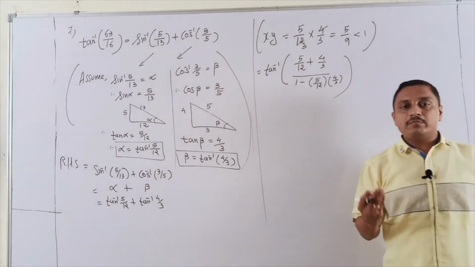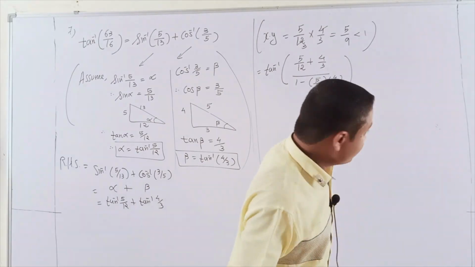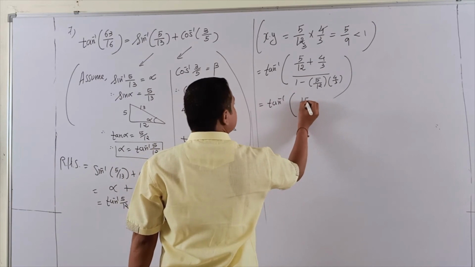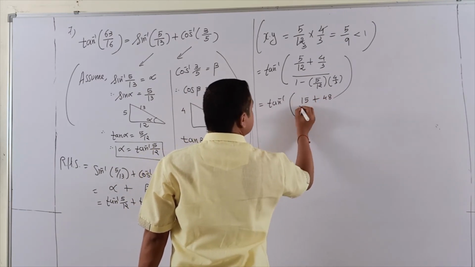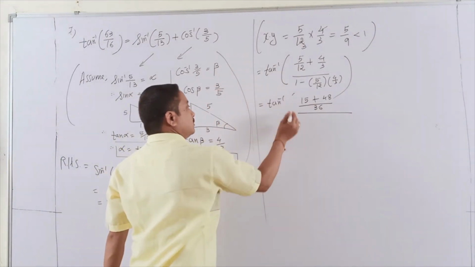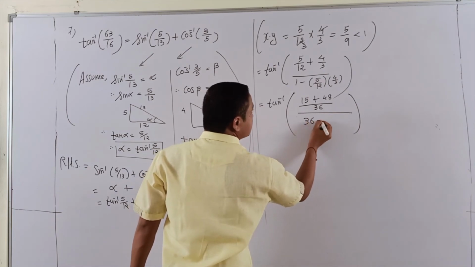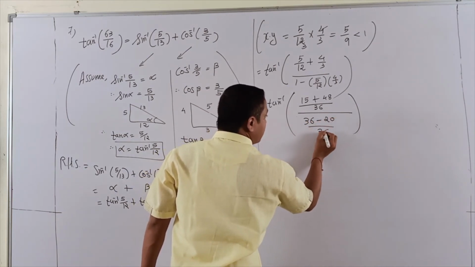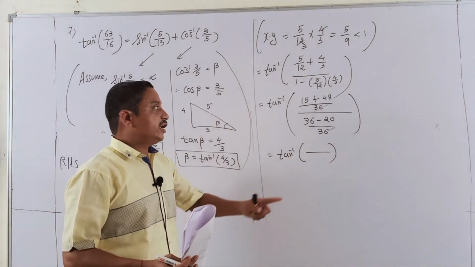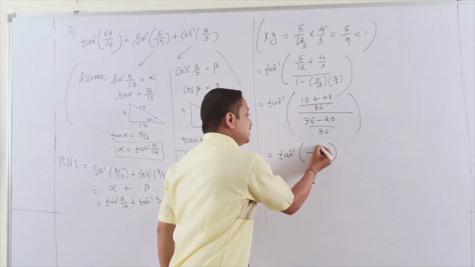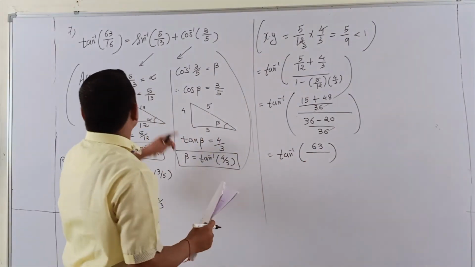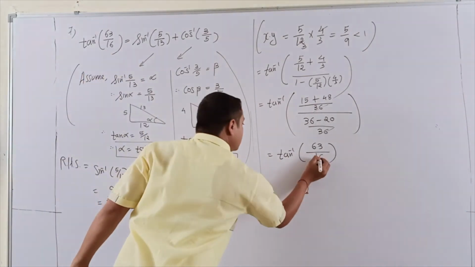4 by 3, over 1 minus 5 by 12 times 4 by 3. And now taking, students, a simple basic LCM. How much LCM? 12 and 3, 36 total combined. So 5 times 3 is 15, 12 times 4 is 48, over 36. Here also same: 12 times 3 is 36, minus 5 times 4 is 20, over 36. So tan inverse, how much total? 48 plus 15, that is 63, over 36 minus 20, that is 16.